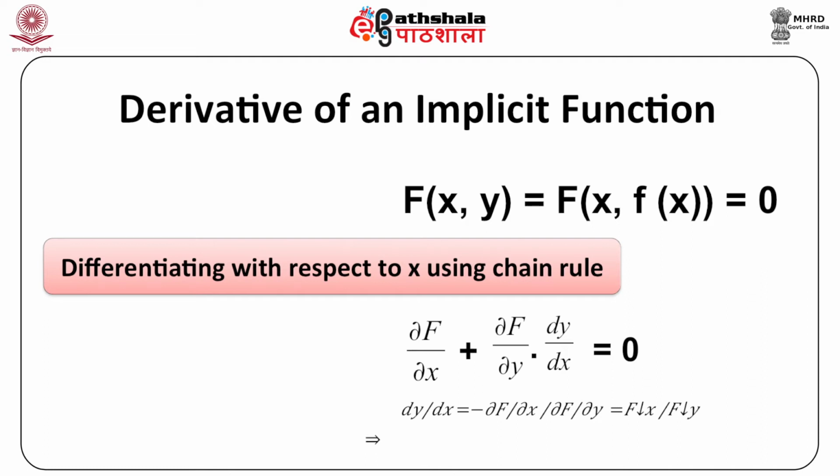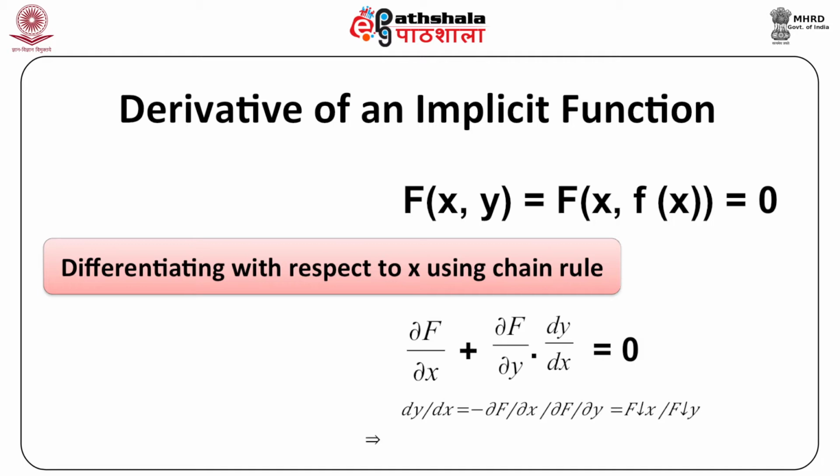Suppose F(x, y) is a differentiable function and F(x, y) equal to 0 defines y as an implicit function of x. Then F(x, f(x)) is equal to 0. Differentiating with respect to x using the chain rule, this gives dF/dx plus dF/dy into dy/dx equal to 0, which implies that dy/dx is equal to minus dF/dx by dF/dy, which is equal to minus Fx by Fy. This states that the derivative of a function defined implicitly is given by the ratio of two partials with the negative sign.